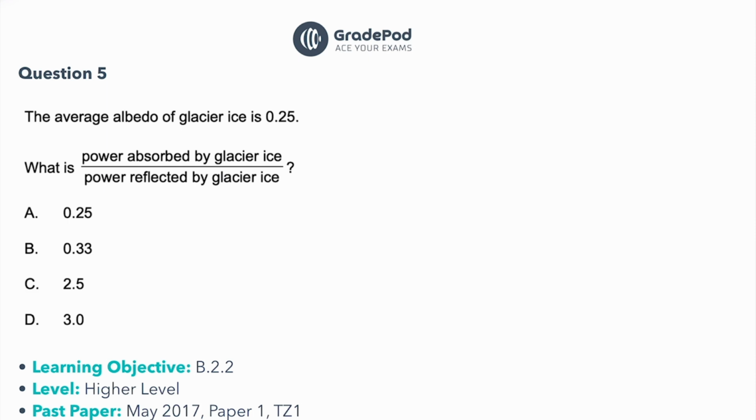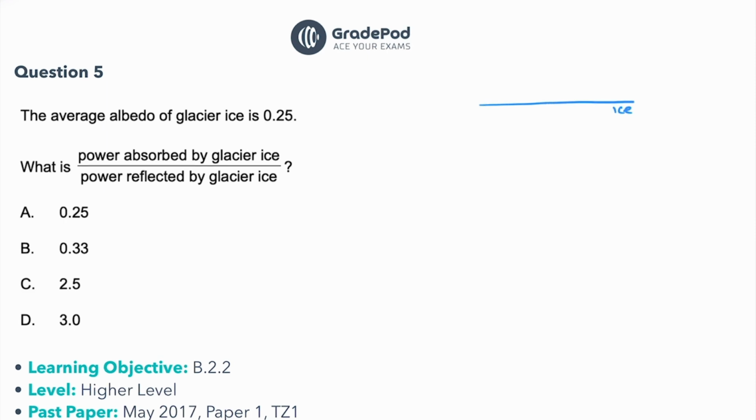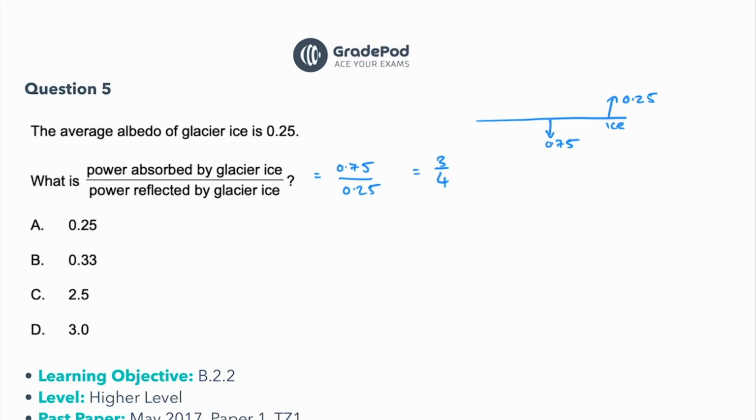Question 5. The average albedo of glacier ice is 0.25. Okay, that means if this is ice, 0.25 is reflected or scattered back, which means that 0.75 is absorbed. What is the ratio of the power absorbed by the glacier ice, 0.75, divided by the power reflected by the glacier ice, so 0.25. 3 over 4 on the top, 1 over 4 on the bottom, divided by a quarter, which gives us 12 over 4, which gives us 3. The answer is D.